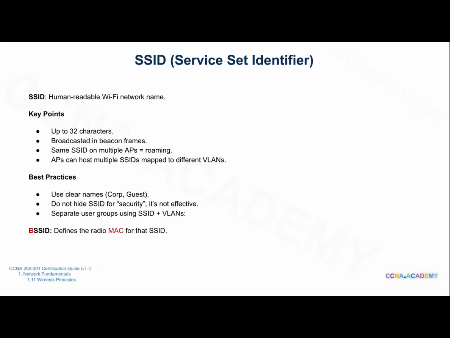The SSID is the wireless network name that users connect to. APs broadcast SSIDs in beacon frames and can host multiple SSIDs mapped to different VLANs. Using meaningful names helps users select the right network, while VLAN mapping separates traffic for corporate, guest, or IoT devices. Hidden SSIDs provide no real security and can even create additional risks.